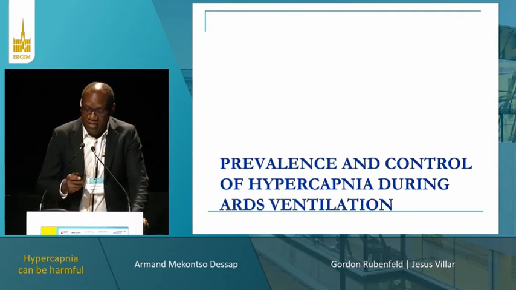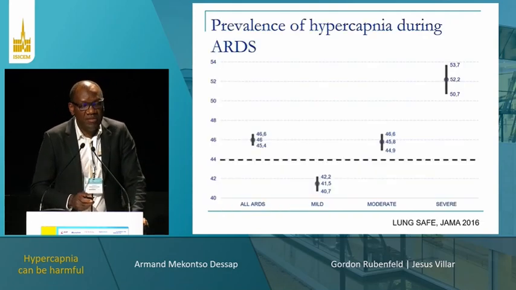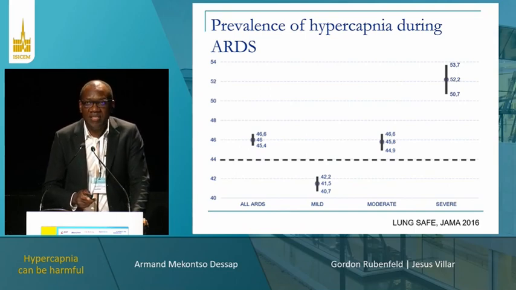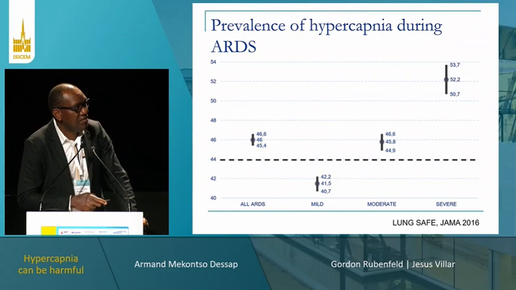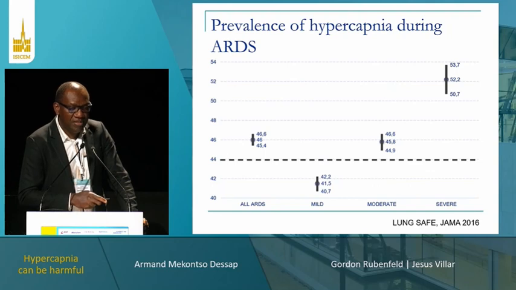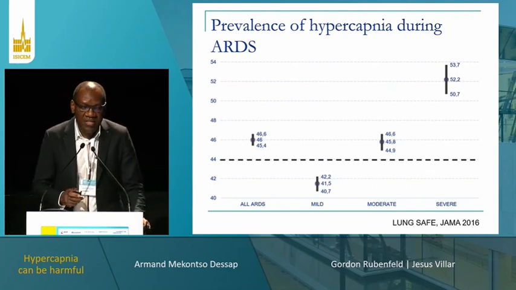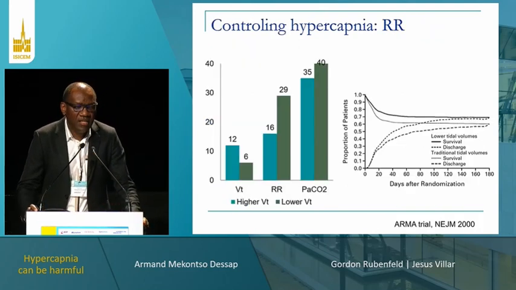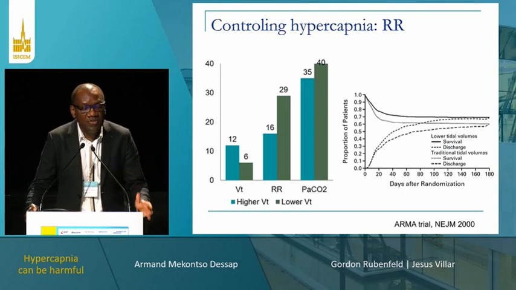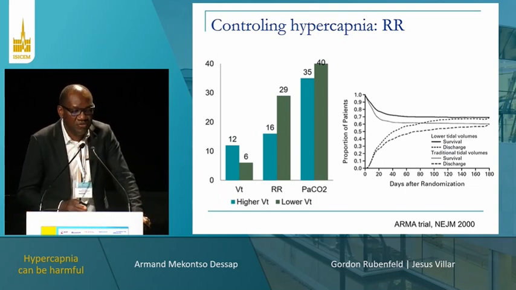Is it a real problem? The prevalence of hypercapnia during ARDS under protective ventilation is important. You see here in the LUNG SAFE that the median value of PCO2 is 46 in moderate ARDS and is above 50 in severe ARDS. So at the bedside, we should have simple tools to try controlling it.